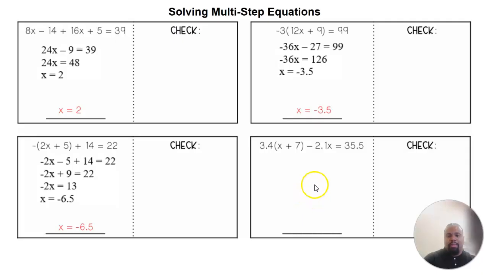All right, this last problem here, we want to do our distributive property first. So we're going to do 3.4 times x. It's going to be 3.4x. 3.4 times 7 is 23.8. And then bring down the minus 2.1x minus 35.5.